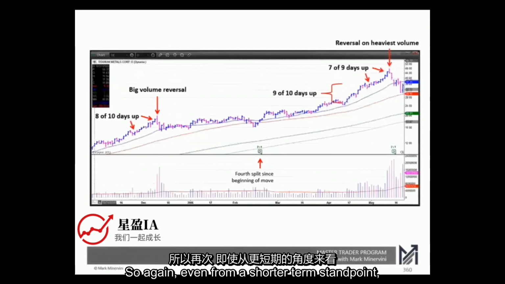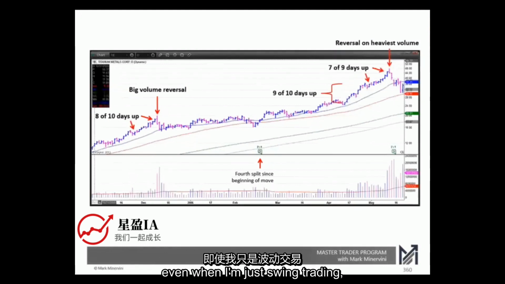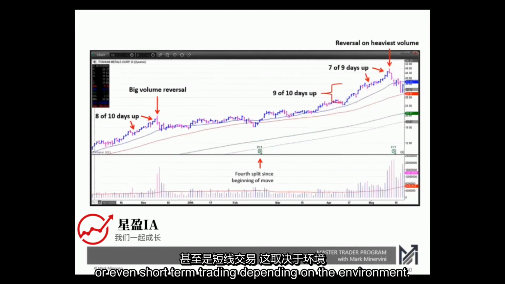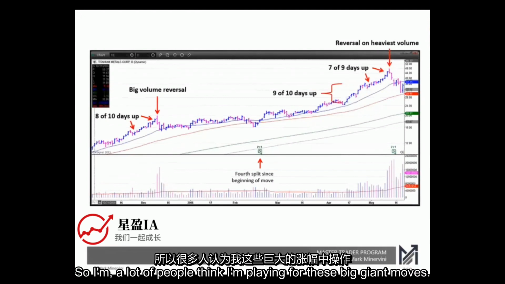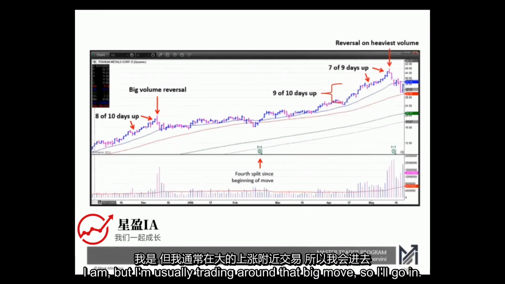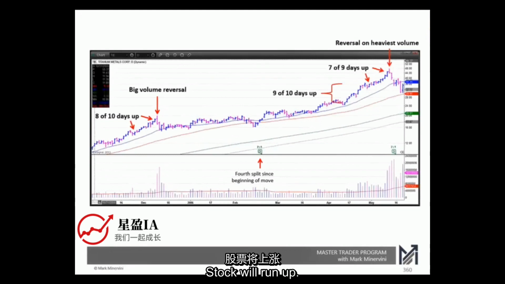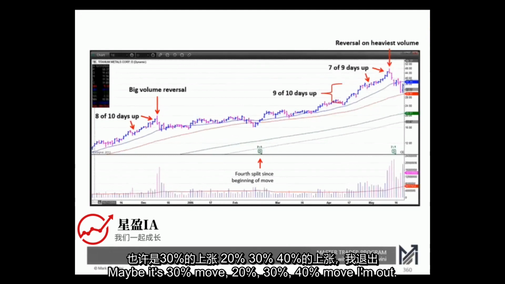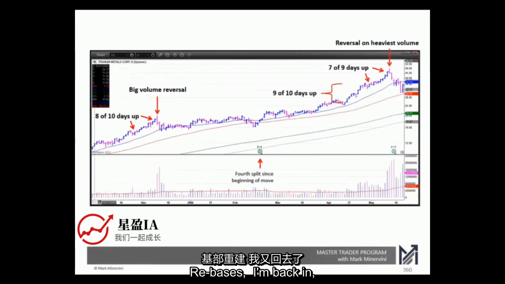So again, even from a shorter term standpoint, even when I'm just swing trading, and most of my trading is swing trading or even short term trading, depending on the environment, a lot of people think I'm playing for these big giant moves. I am, but I'm usually trading around that big move. So I'll go in, the stock will run up, maybe it's a 20, 30, 40% move. I'm out. It rebases, I'm back in.